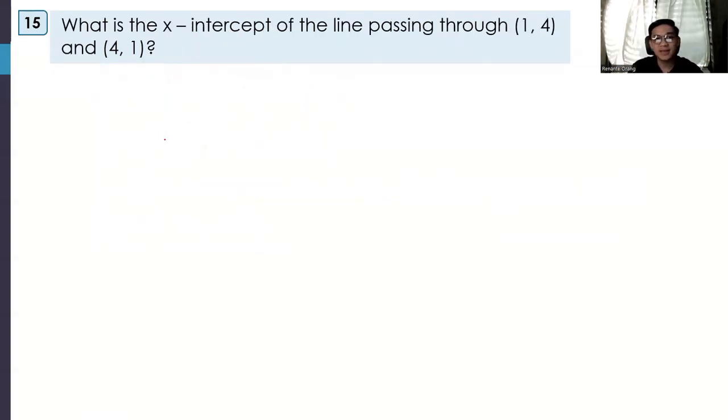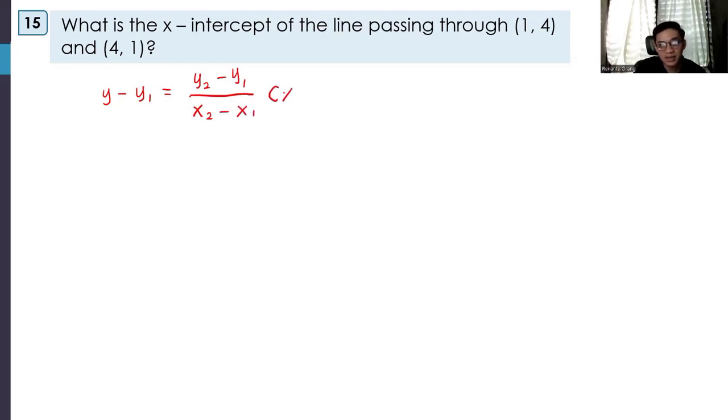Number 15, what is the x-intercept of the line passing through (1, 4) and (4, 1)? So for this one, hahanapin muna natin yung equation ng line. That will be our first step. In finding a line using 2 points, yung formula natin is y minus y sub 1 is equivalent to y sub 2 minus y sub 1 divided by x sub 2 minus x sub 1 multiplied by x minus x sub 1.